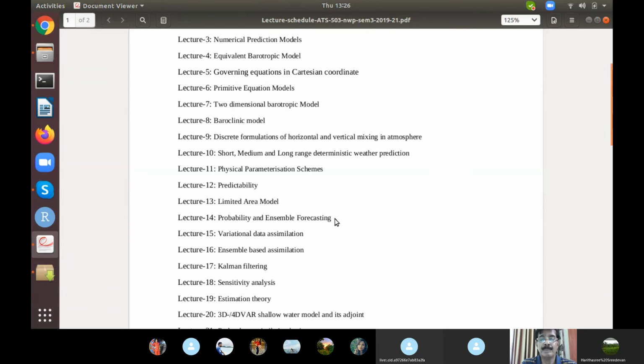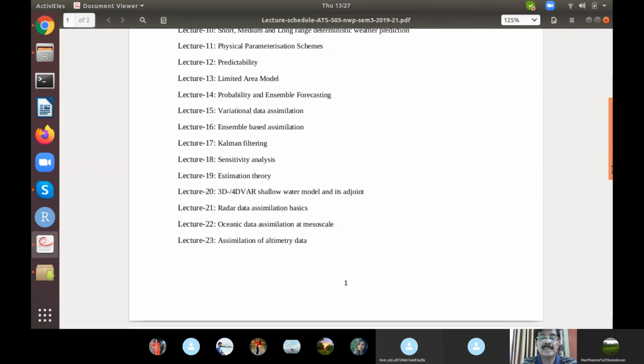Then probability and ensemble forecasting is another very important topic, because nowadays this is the key to the successful NWP. Because one model is not good enough or perfect enough to give you the accurate forecast. So we have to use ensemble model. So we shall discuss about this in detail.